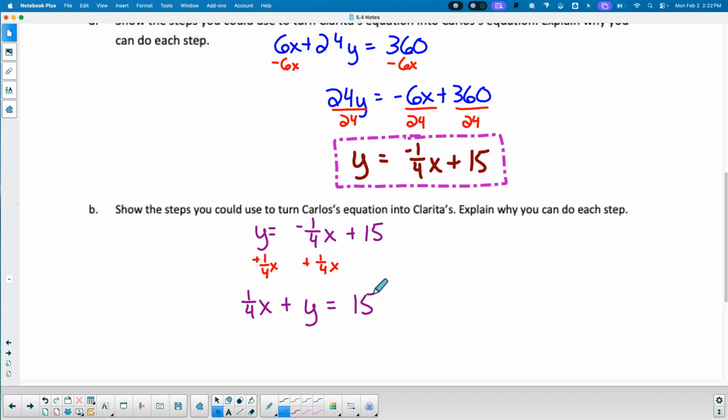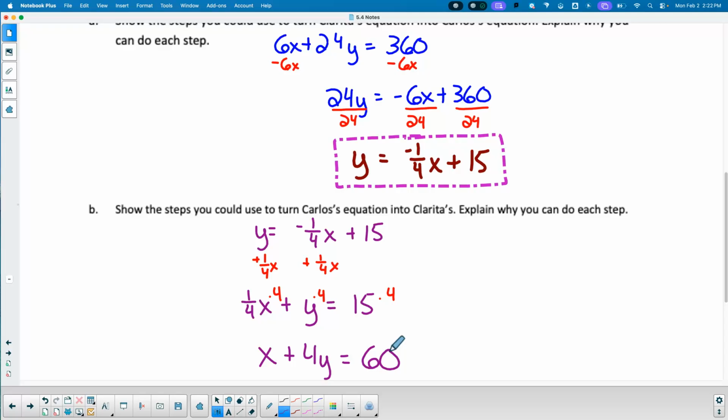Okay? But this still doesn't look anything like Clarita's, correct? Okay? So let's multiply everything by 4, because that will get rid of the fraction. So I'm going to multiply there by 4, there by 4, and there by 4. 1/4 times 4 is just 1, so then this would just be x plus 4y, because that's 4 times y, equals 60. Okay? Now we're in more of a true standard form.